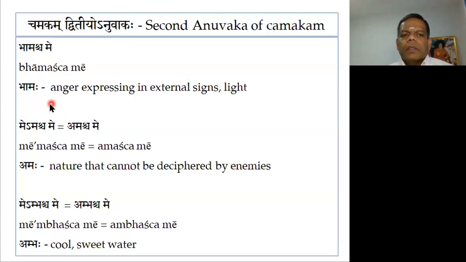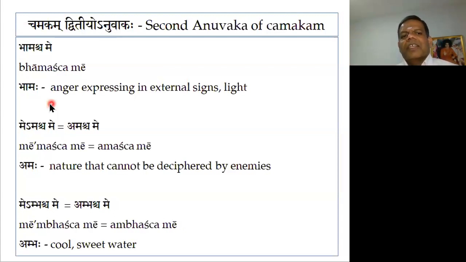Bhamaha, the meaning which most commentators have given, is anger expressed in external sign. Manyuhu is the irritation in the mind. Bhamaha is the expression of anger. In external science, bha also means light. So bhamaha can be light also, which comes out, shines out. So anger also shines out. So in terms of context, I think most commentators have given it as an expression of anger outside, which shines outside.